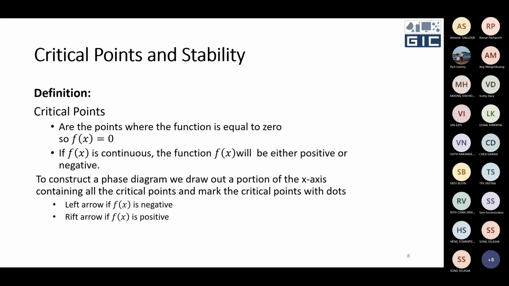And if our function or our differential equation is positive, we will have a right arrow. You will ask me, teacher, what is the phase diagram, and what does the left arrow mean and what does the right arrow mean? So you will see now.